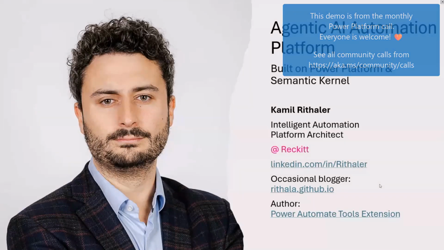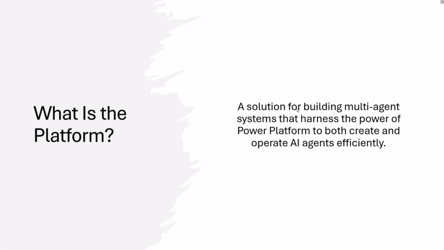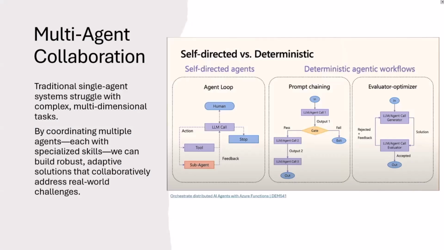And today I will talk about Agentic AI automation platform built on Power Platform and Semantic Kernel. So what is the platform? It's a solution for building multi-agent systems that harness the power of Power Platform to both create and operate AI agents efficiently. And why multi-agent? Why not just a single agent?